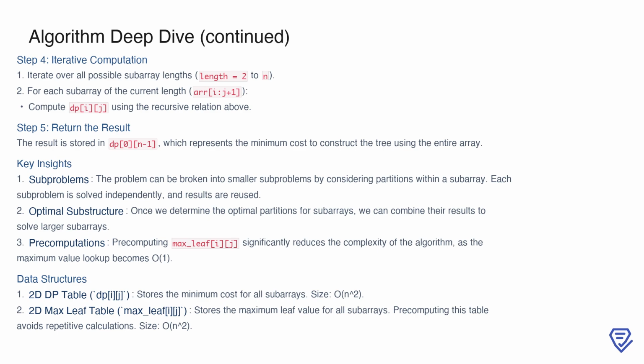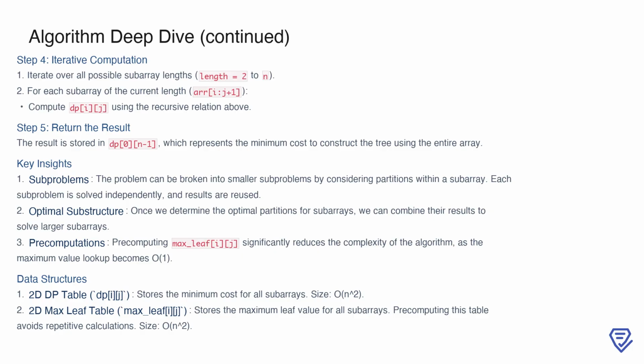We process all possible subarray lengths, starting from length 2 and going up to the length of the entire array. For each subarray of the current length, we use the recursive relation to compute the minimum cost and update the DP table. Once all subarrays have been processed, the result is stored in dp[0][n-1], which represents the minimum cost to construct the tree using the entire array.